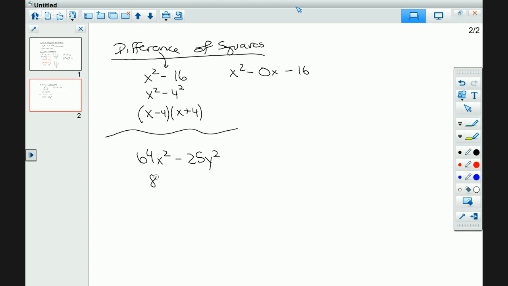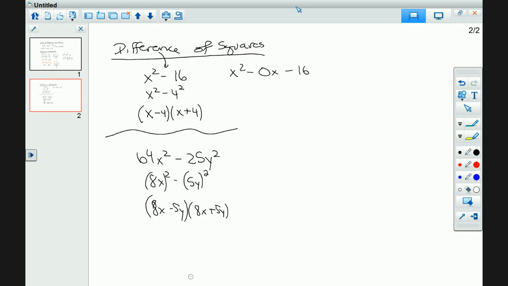If you need to, you can rewrite it. 5 squared is 25 and 8 squared is 64. If you need to rewrite it, now it's very obvious, right? Okay, that's minus 5y. Okay, that's plus 5y. So I can do 64 squared plus 25 squared. Plus? You can't do plus.